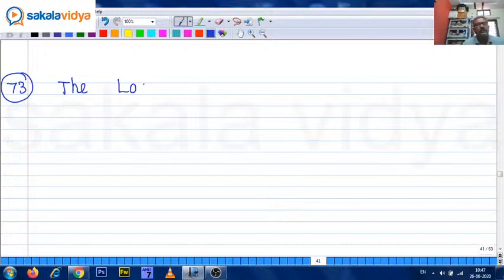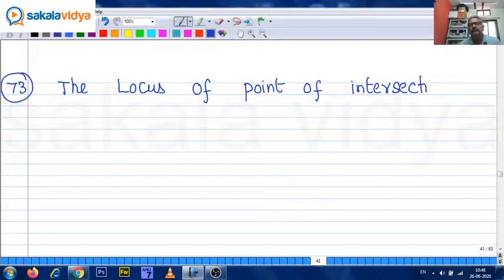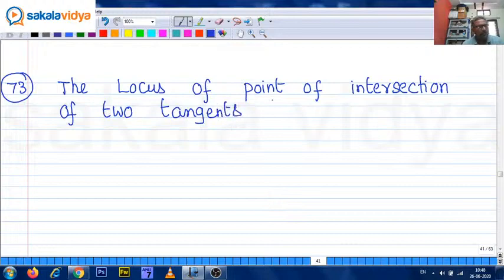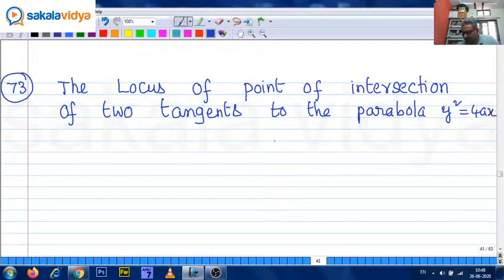The locus of point of intersection of two tangents to the parabola y square equals to 4ax.